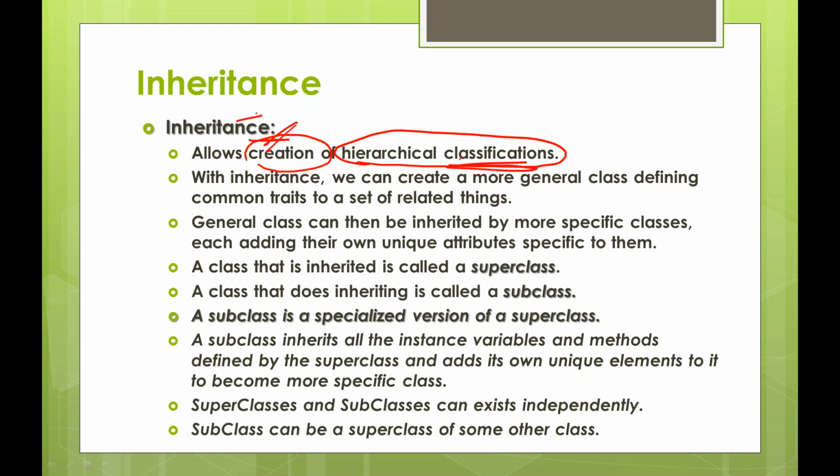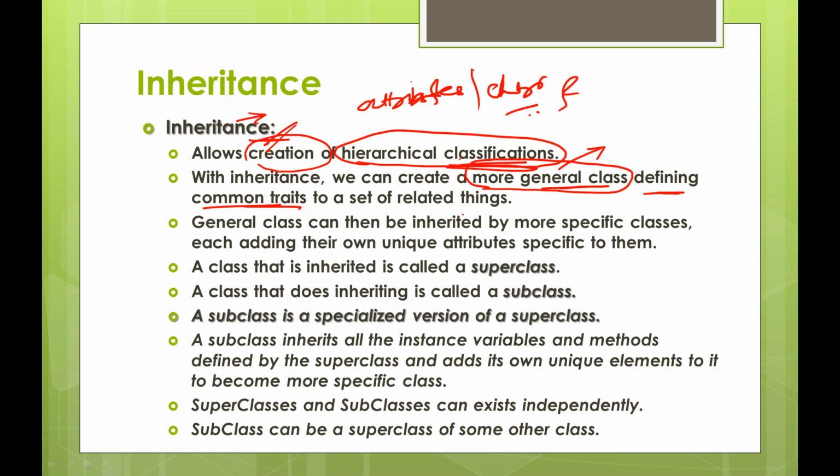So why exactly is inheritance used? We generally use inheritance for creating a more general class. In this general class, we define some of the traits, characteristics or attributes, and other things which are common to a particular set of objects.